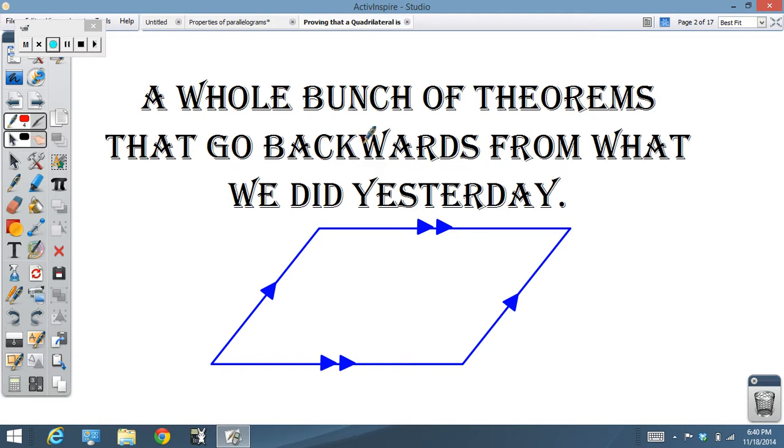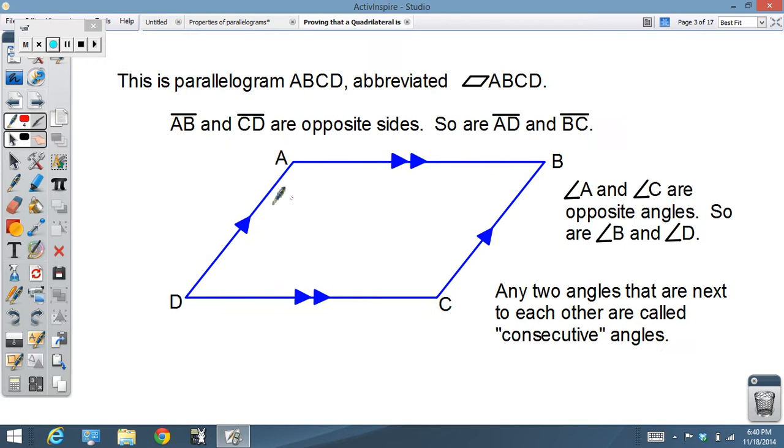Basically, I'm going to throw a whole bunch of theorems at you that go backwards from what we were doing yesterday, and then I'm just going to give you some examples of how we use them in some problems. All right? So start right here with a little definition. This actually was the same slide we had yesterday, just to remind you what's a parallelogram, what are opposite sides, opposite angles, and consecutive angles. Hopefully you already feel comfortable with this.